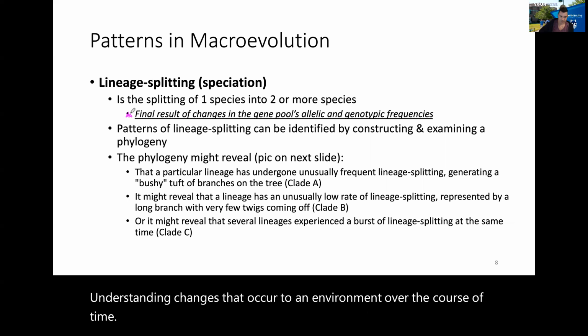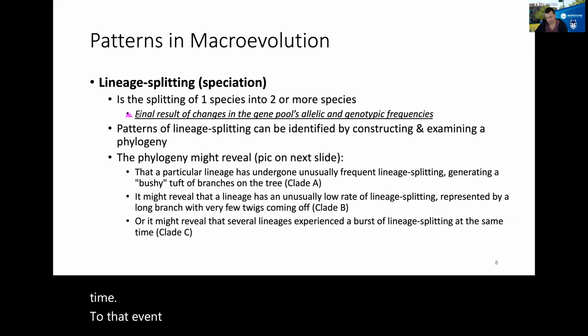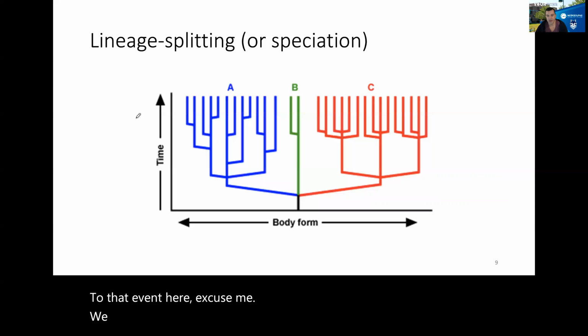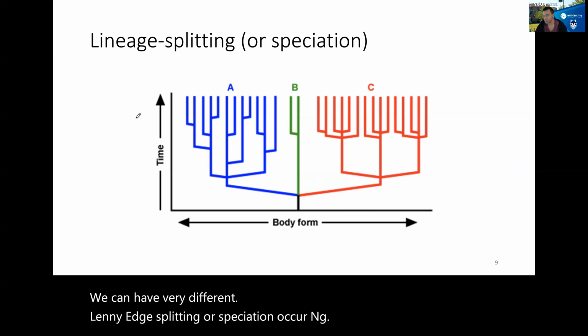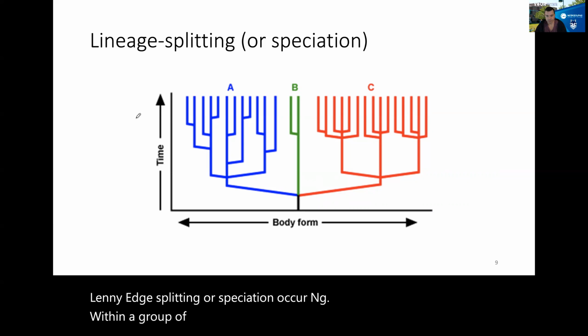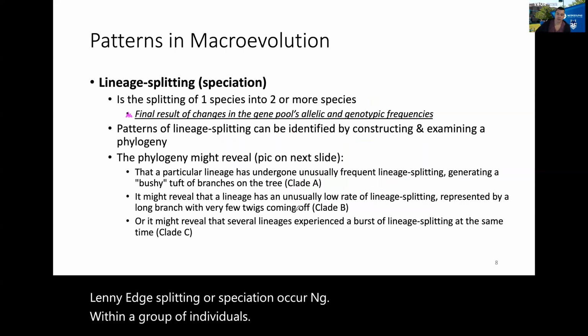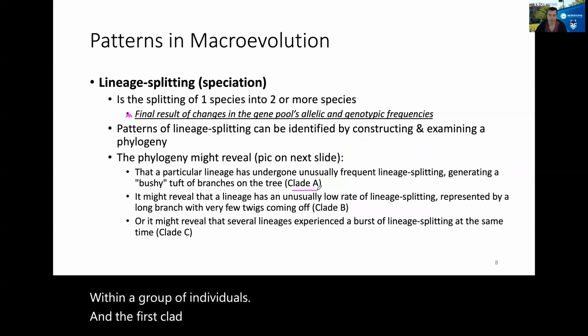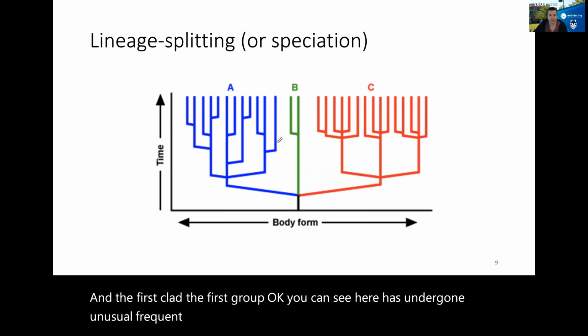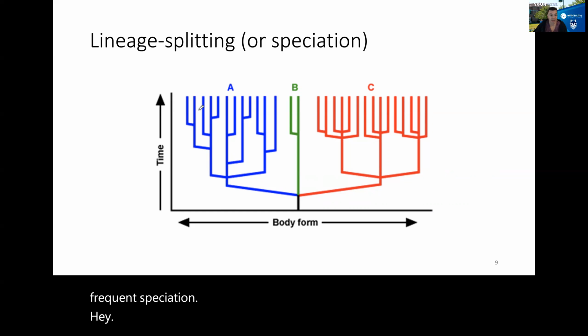To that event here, we can have very different lineage splitting or speciation occurring within a group of individuals. Okay. And the first clade, the first group, okay, you can see here has undergone unusually frequent speciation. Okay. Common ancestor, and we get a vast number of various different species off that one.